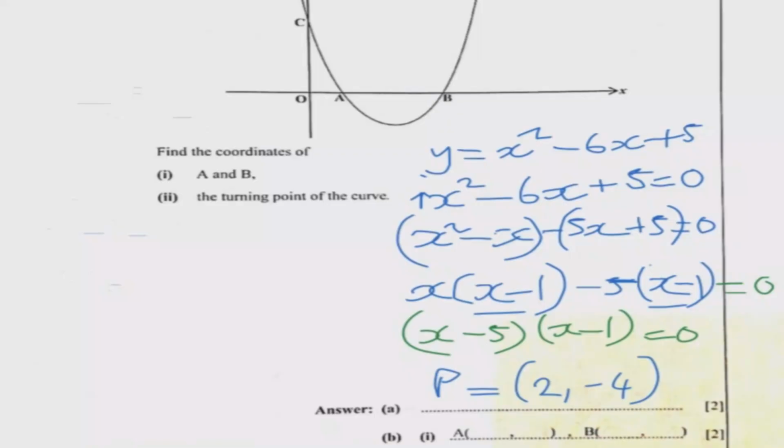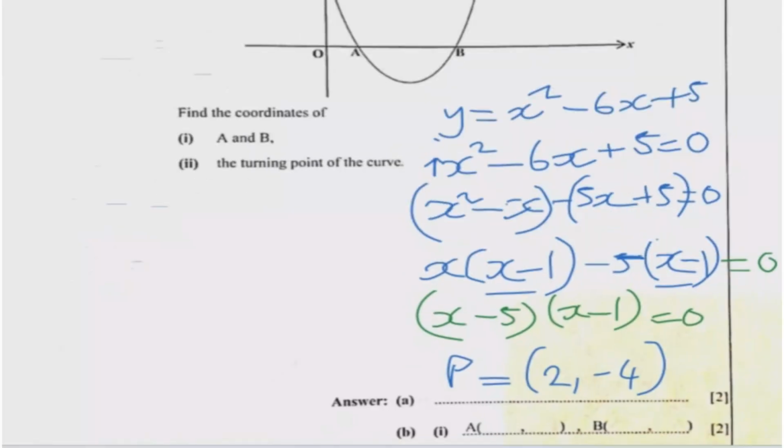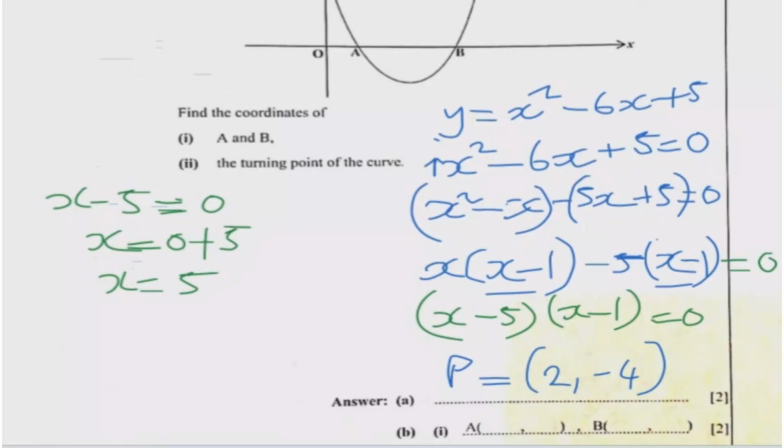Now for us to get the answer 0, one of these two expressions should be equal to 0, so we can equate those expressions. So we can say x minus 5 is equal to 0. What will be the value of x? We put like terms together, so x is equal to 0 plus 5, which is x is equal to 5. So we have found a possible coordinate of x, which is 5.